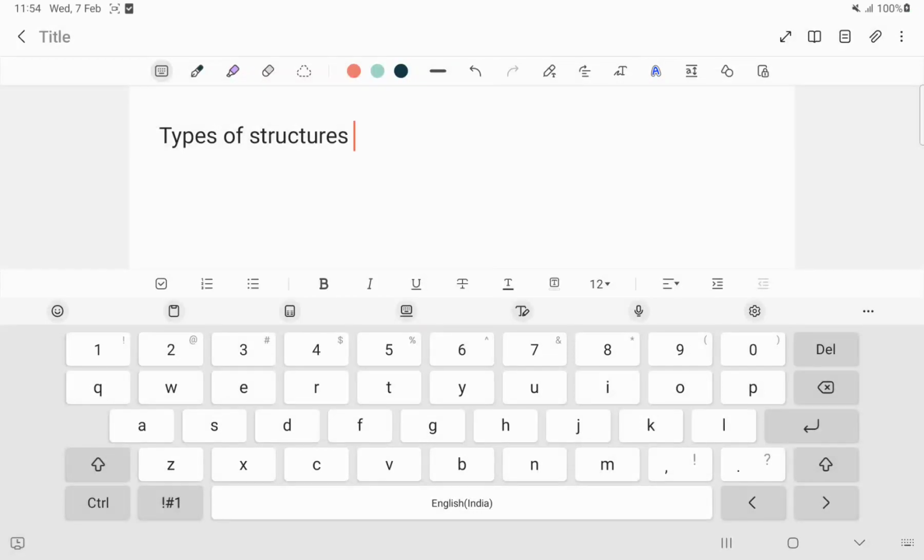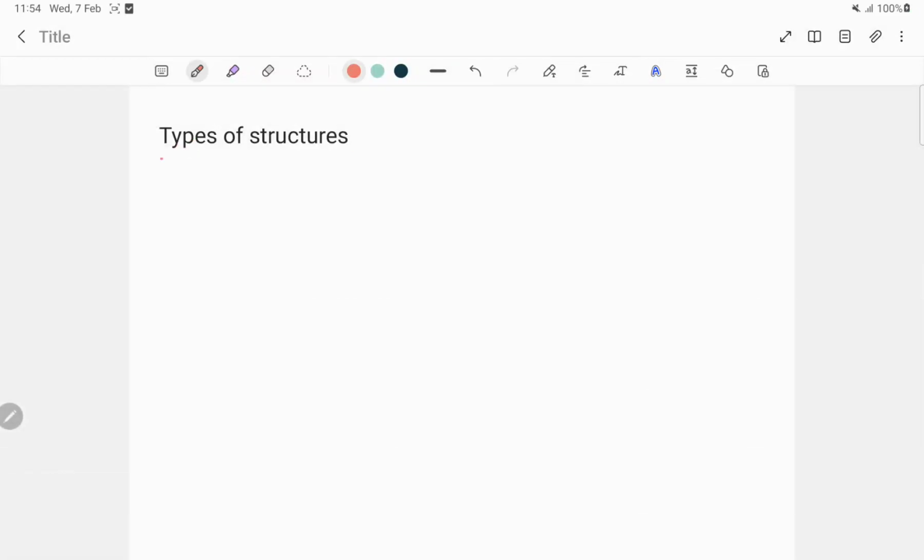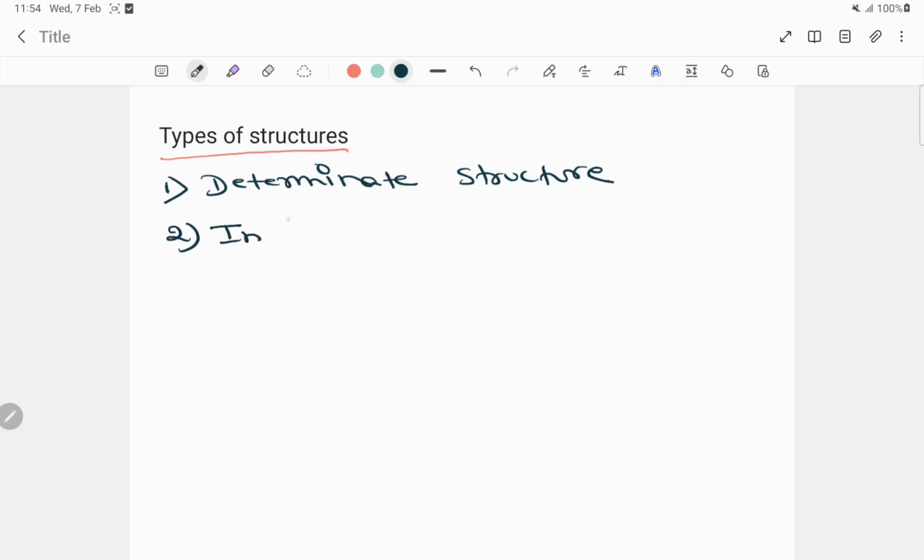Today I will be covering a topic that is types of structure. So here there are two types of structure. The first one is determinate structure, and the second one is indeterminate structure.